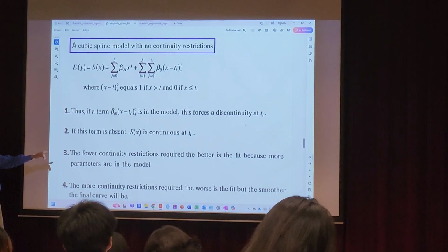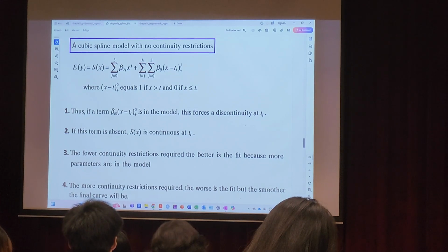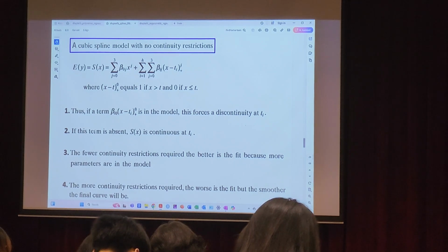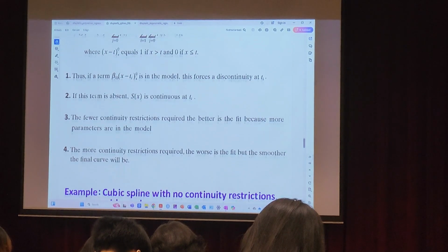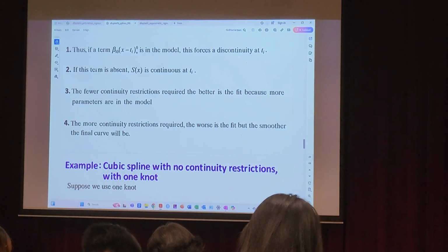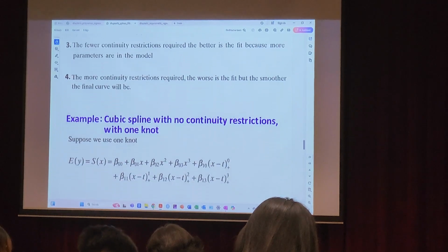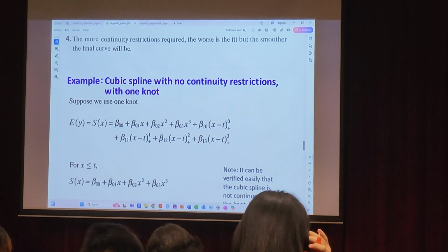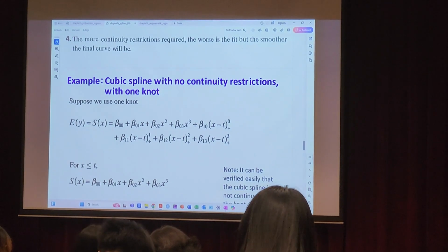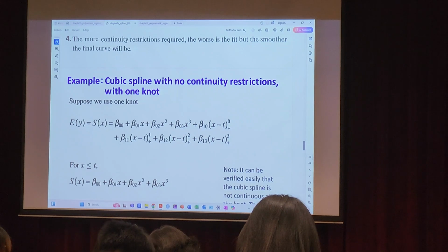And this is what I've just said. The fewer continuity restrictions required, the better is the fit, because more parameters are in the model. You have less restriction. The more continuity restrictions, the worse is the fit, but the smoother the final curve will be. So let's study this cubic spline model with no continuity restriction.